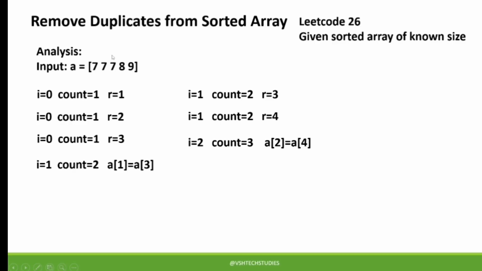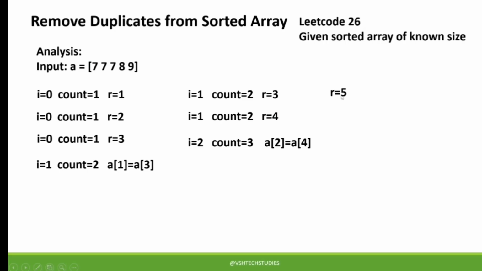Then this must be copied here. So I is incremented. I was 1 here. I is incremented. So it is made 2. A of 2 is copied with A of 4. So this becomes 9 now. So 7, 8, 9, count also 3.